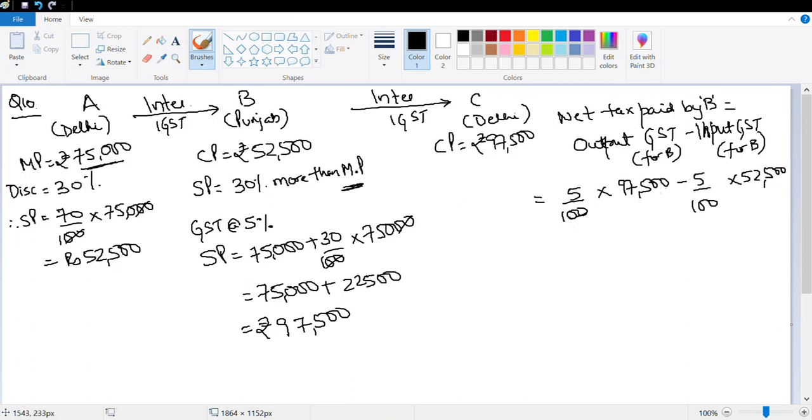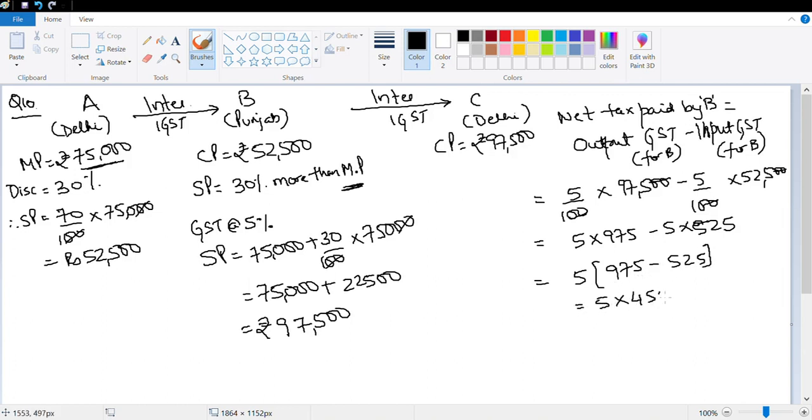Double zero goes, double zero goes. So I have 5 into 975 minus 5 into 525. Let's take something common. This is 5 times 975 minus 525. This is 5 times 450, so that's rupees 2,250. That's the net GST paid by B to the government.